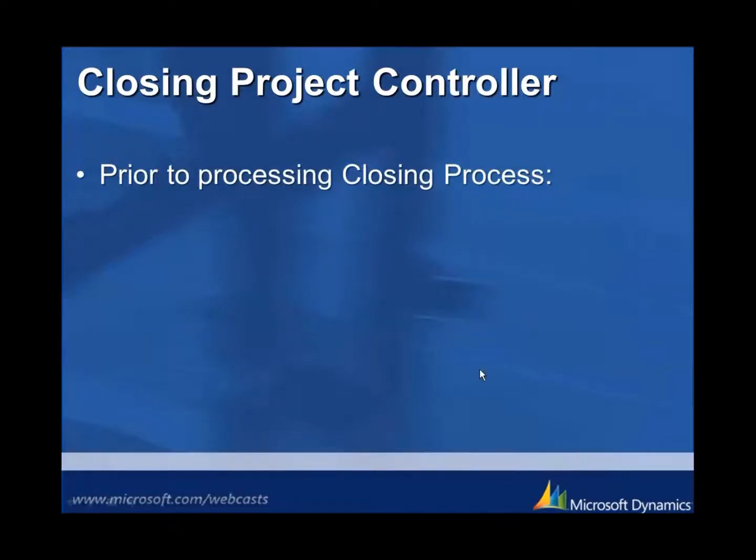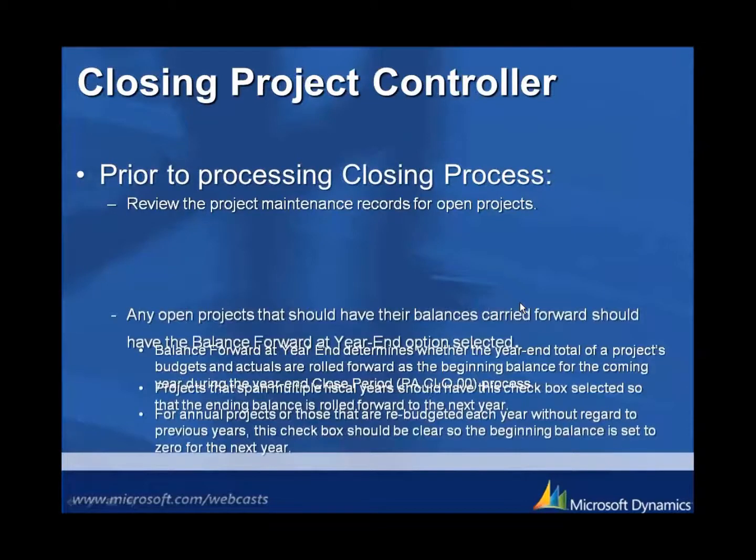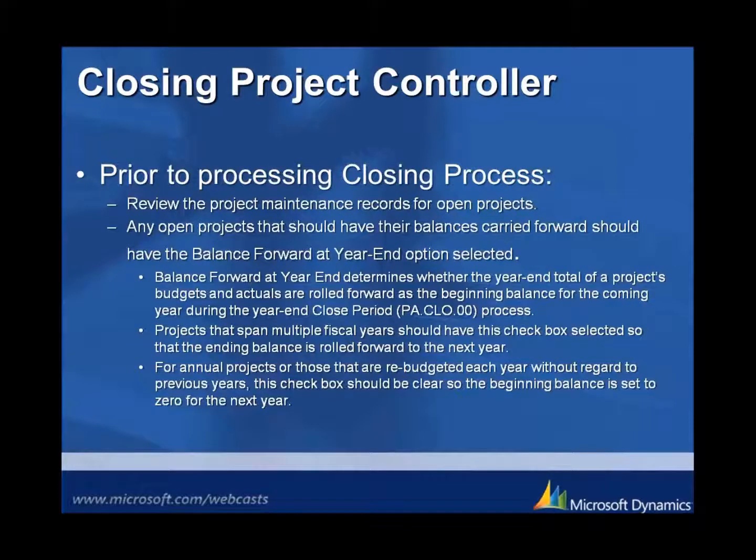Now, with that in mind, and actually maybe I'm kind of stepping ahead of myself here. All right, prior to closing, you want to review any project maintenance records for any open projects. If you have projects that should have their balances carried forward, we should have the balance forward at year-end option selected on that project in project maintenance, because what it does is it determines whether or not it's going to go ahead and cycle that balance forward. And any projects that span multiple fiscal years need to have that checked so that the ending balance is rolled forward to the next year.